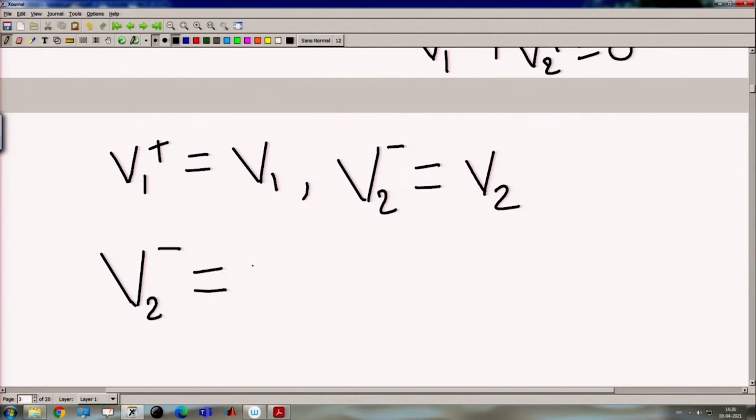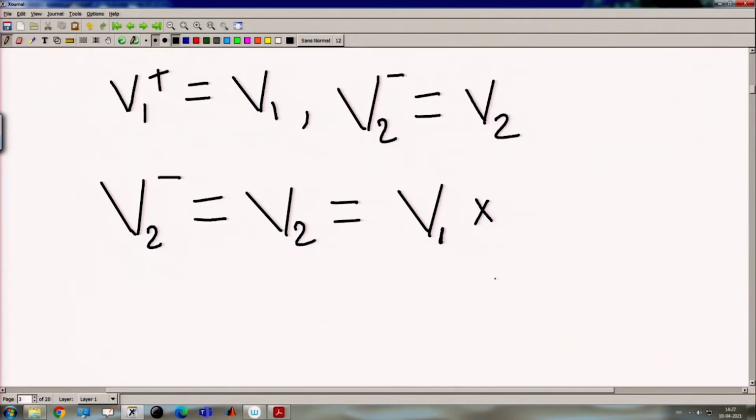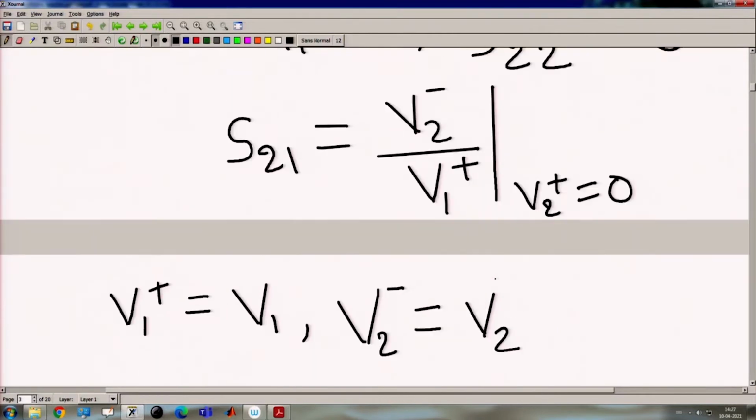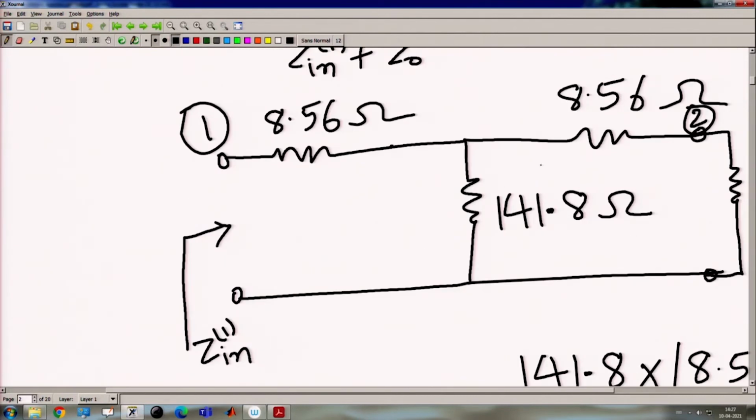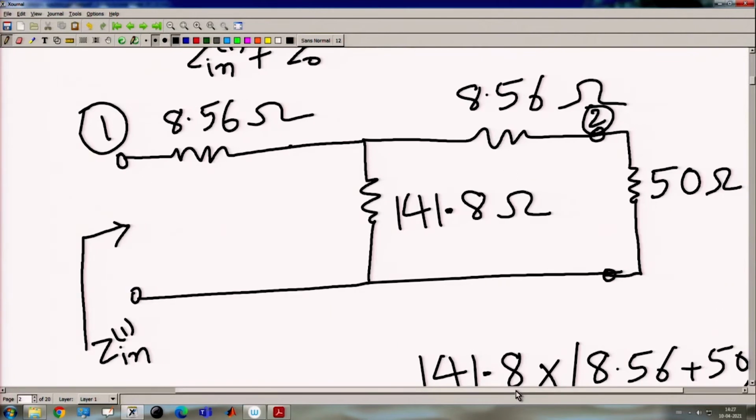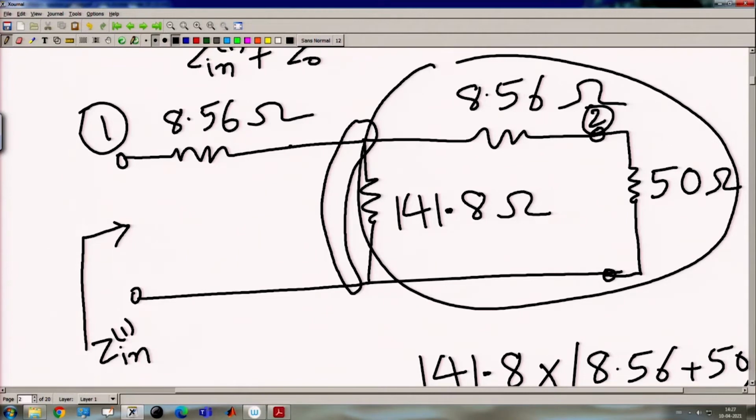so we can use the voltage division rule. V2 equals V1, that is the port 1 voltage, into, so we have already calculated that, into that 41 plus 44. So, this calculation means 8.56. So, how much is this coming? 50 plus 8.56 we can calculate. We have to find out the voltage in this region, so we have to know the equivalent resistance this side. So, this will be 50 plus 8.56.